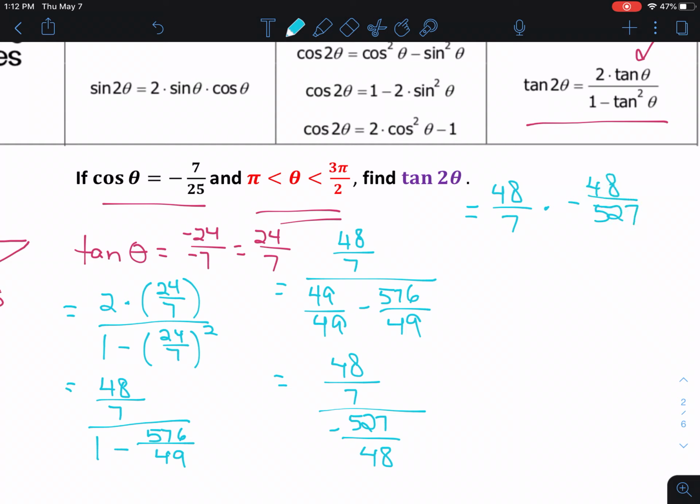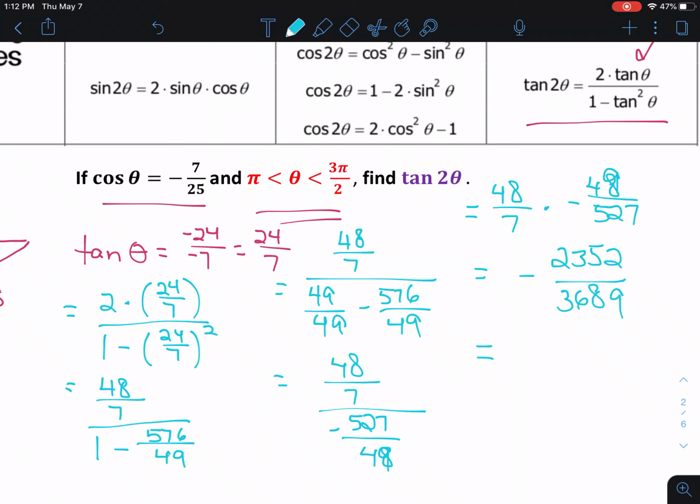All right. And now, oh, that should be 49 on the bottom there, which would make this 49 right there. Okay, so 48 times 49 gives me, well, it's going to be negative first, 2,352. And then on the bottom, if we multiply that, we get 3,689.